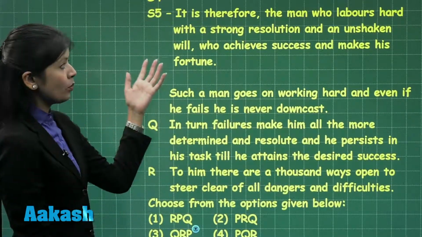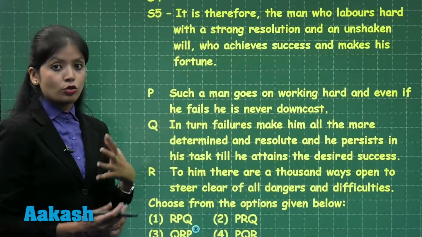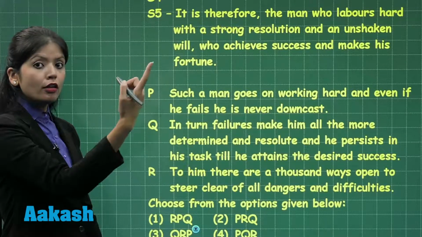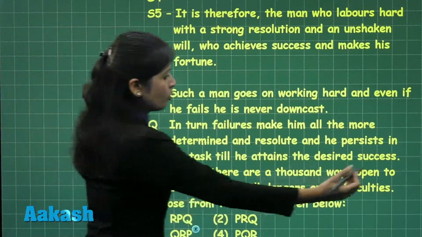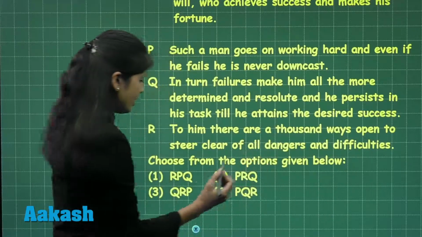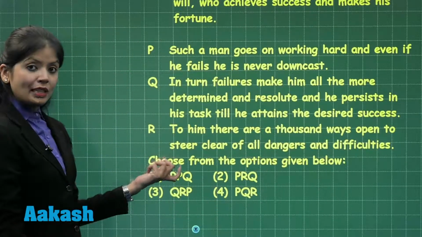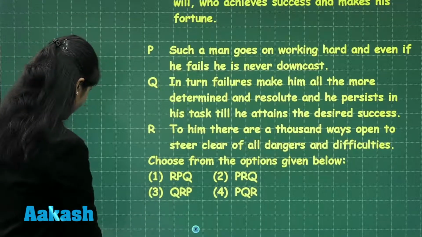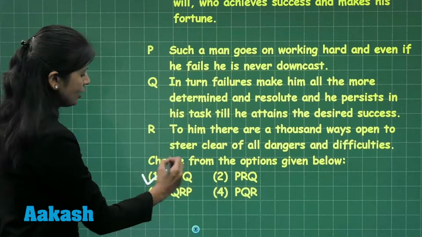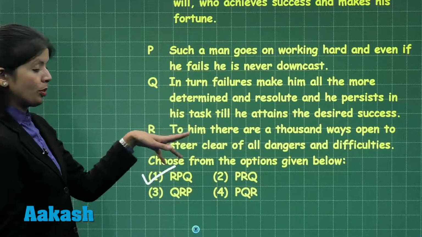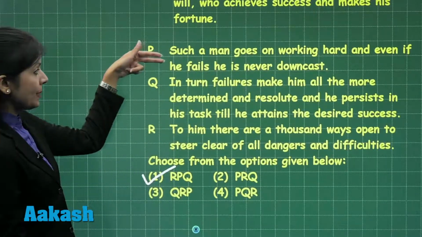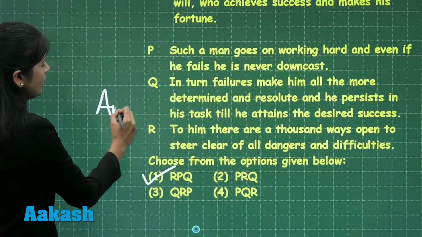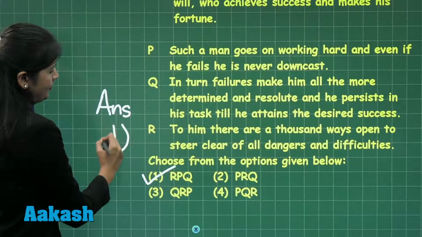Since the first line was focusing on the idea of a strong-willed man, we easily see option R following the first line. Now from the given four options, there is only option 1 which begins with R. So it becomes absolutely clear that the first option has to be the correct answer. R has to be the first sentence, followed by P, ended by Q. Therefore, the correct answer will be option number 1.